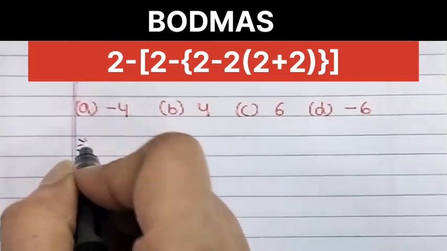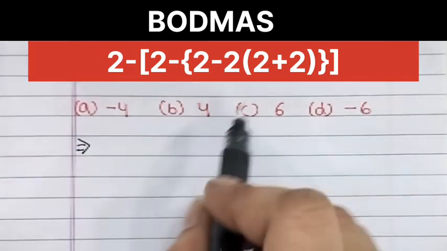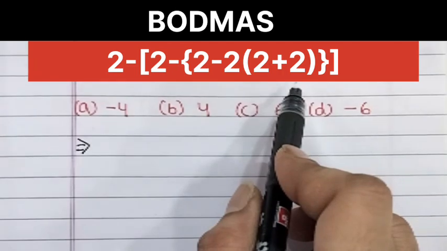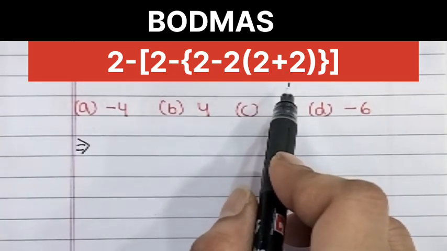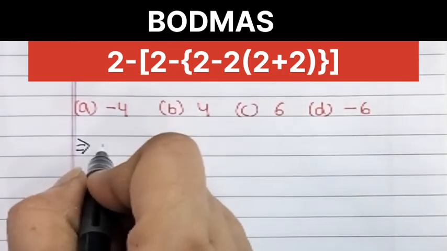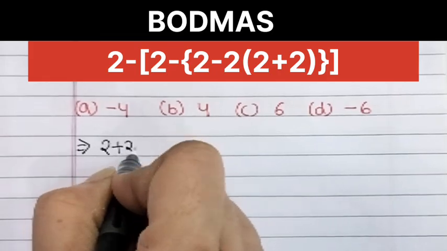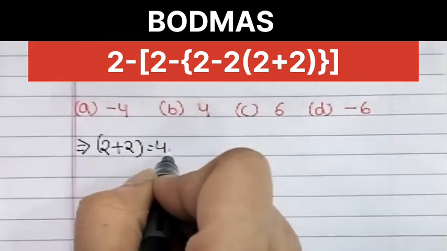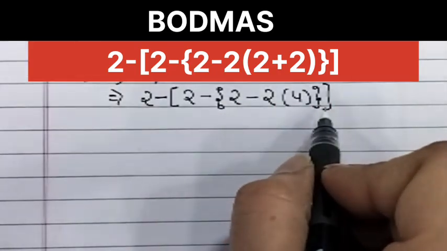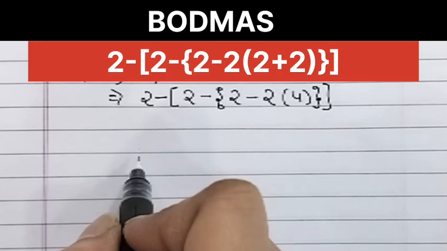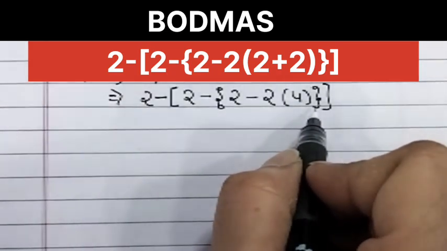So the first step, solve the innermost parentheses. As you can see here, the small brackets. According to the rule, always start from the innermost brackets. So here 2 plus 2 is equal to 4. Now the equation becomes... Now the second step, solve for the curly braces.